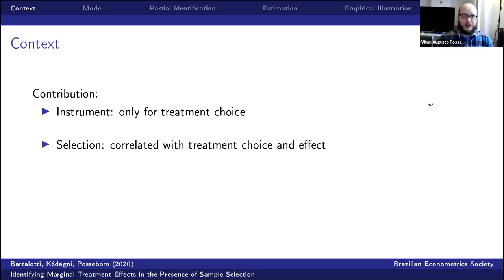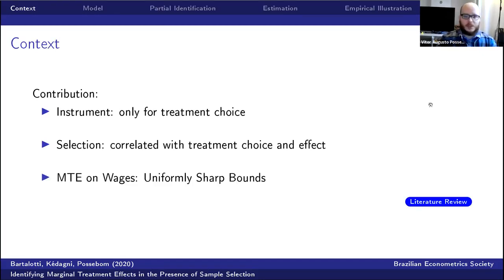Moreover, our selection mechanism is very flexible. It allows for correlation between the treatment choice and the effect on employment and on wages. And finally, we are the first paper to focus on the MTE function as our target parameter. If you guys want, I do have slides for the literature review, but I don't think it would be the most useful for us given the time constraints. So let's talk about that later on.